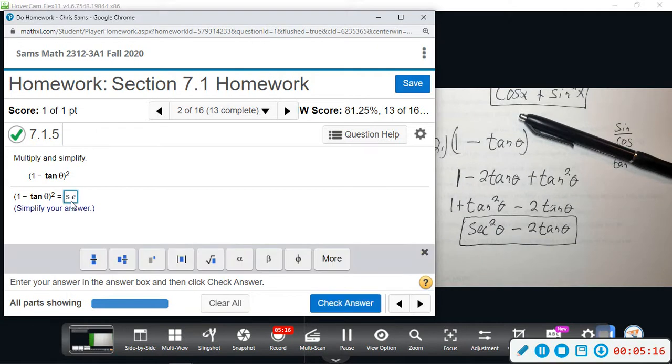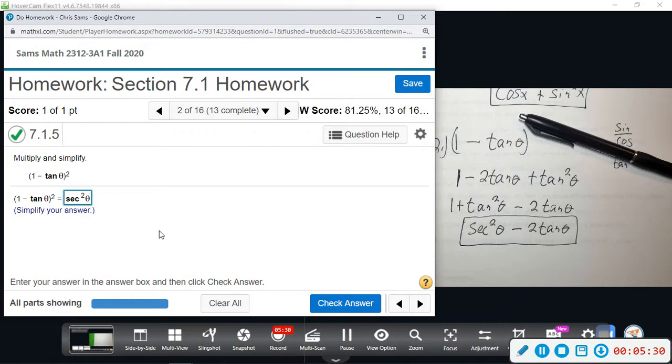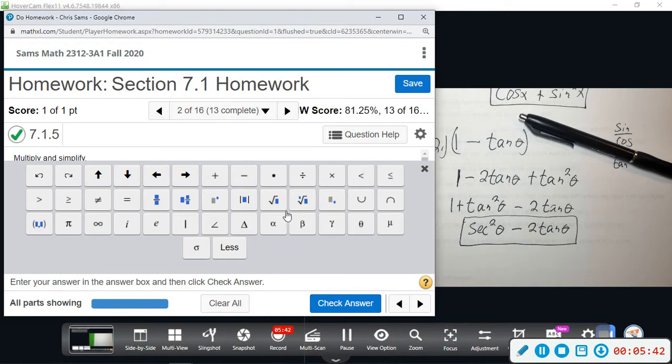So secant squared theta, I'll get that angle theta right here, and then minus 2 tan theta. I think I close it up. Theta.